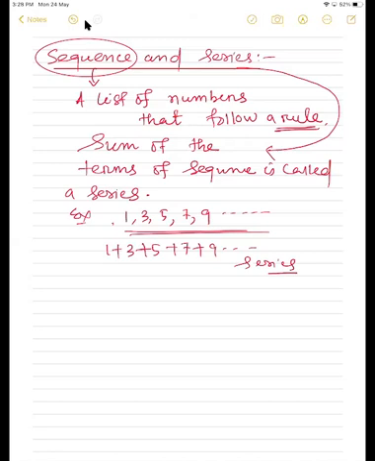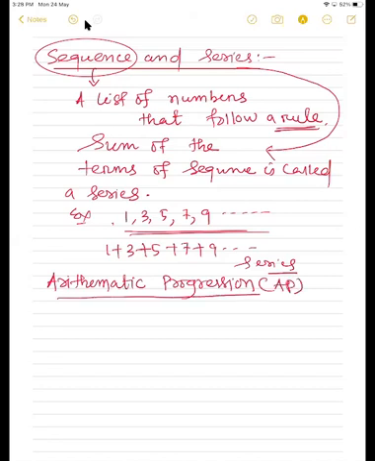Okay. Next, give the heading arithmetic progression. Correct? Write with me. Arithmetic progression, or we say it as AP. What is arithmetic progression, students? This is a sequence where every number in the sequence is obtained by adding a constant or a fixed number to the previous number. Yes or no?